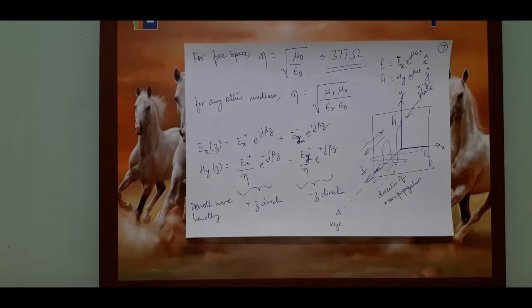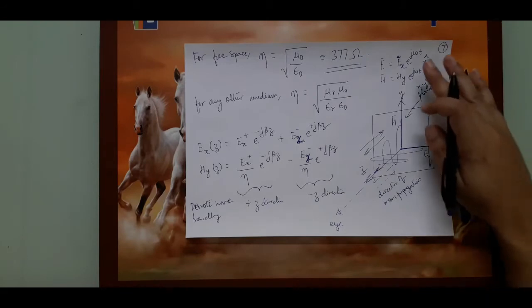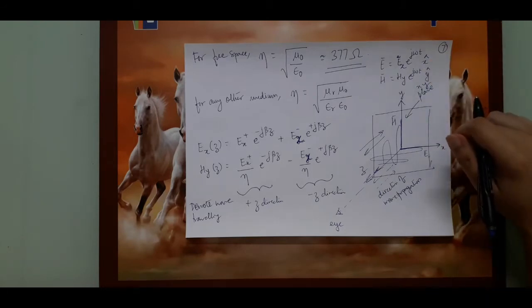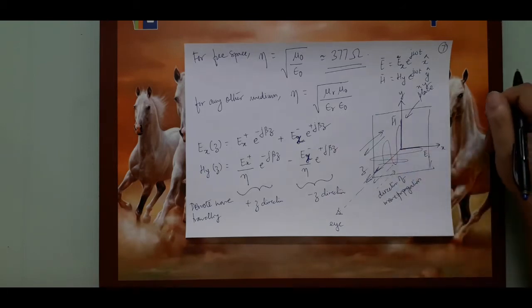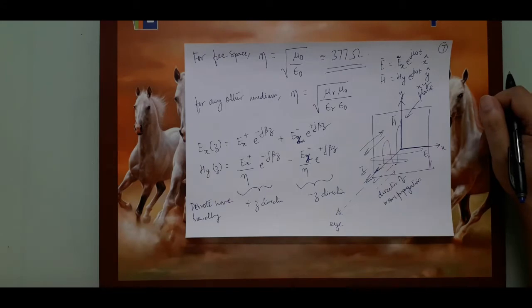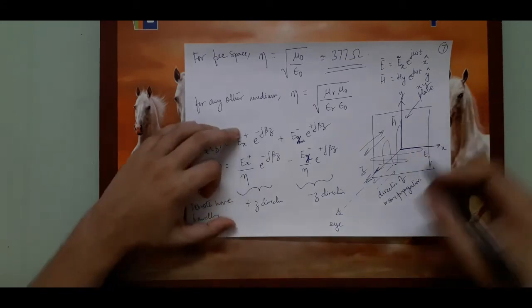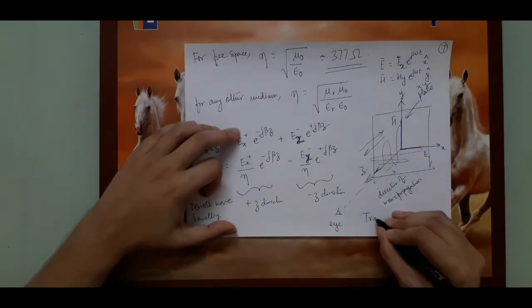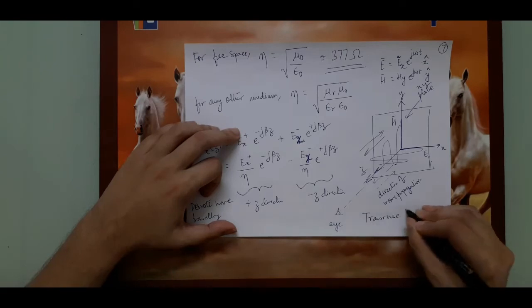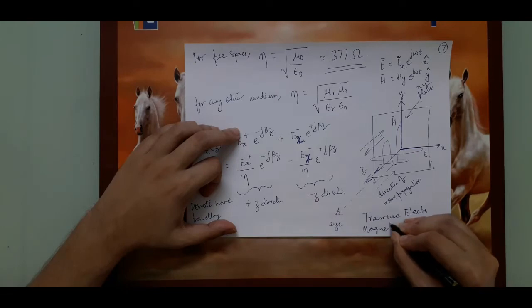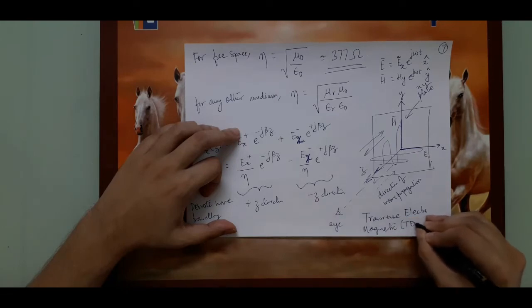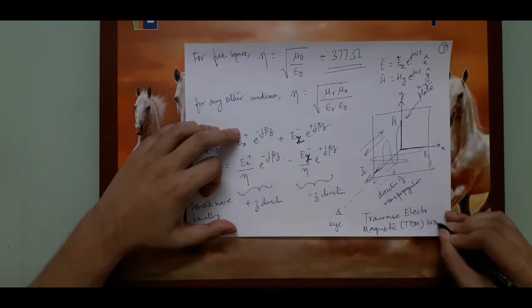Now, since the nature of the fields is sinusoidal, because the nature of the cause that is producing it is also sinusoidal, these waves are transverse in nature. So this wave is also called a transverse electromagnetic or TEM wave.